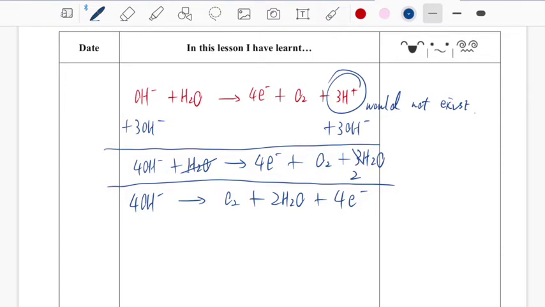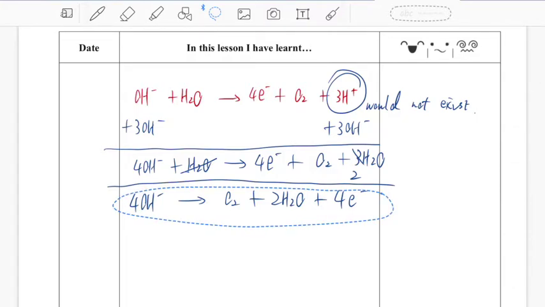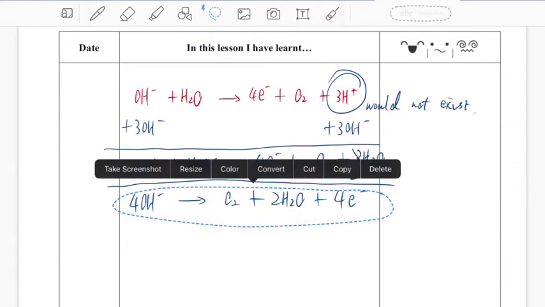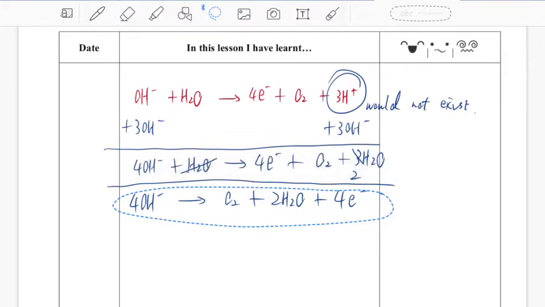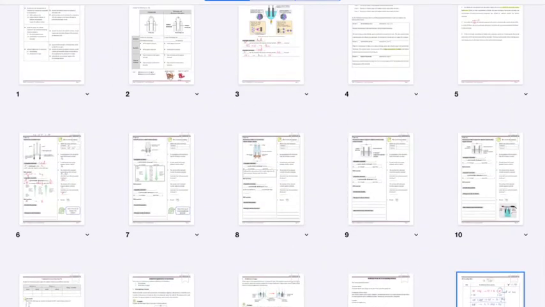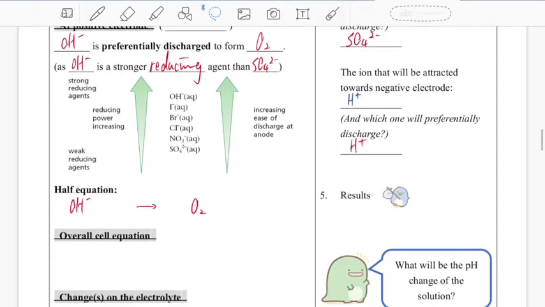So we can copy this equation and paste it back to the place that we want, or we just simply complete this one. So it would be 2H2O plus 4 electrons. And remember, we need to add the state symbol. OH- is in aqueous state. The oxygen gas produced is in gas state for sure, and water is in liquid state.